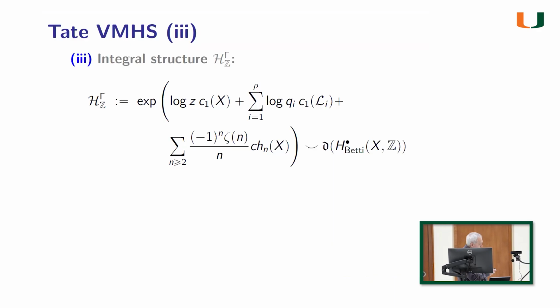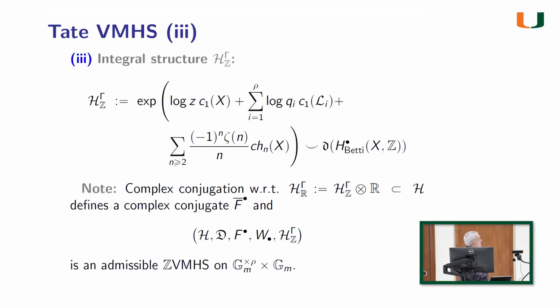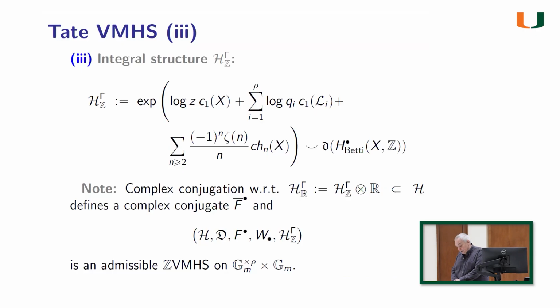So this structure is horizontal with respect to the connection, and complex conjugated with respect to the corresponding real structure gives you the complex conjugate Hodge filtration, and you get an admissible variation of integral mixed Hodge structures. So just starting with this projective variety and a little bit of data, which is the choice of a basis in the Neron-Severi group, you got an integral variation of admissible Hodge structures defined over the rationals over the torus, just from the symplectic geometry. In fact, in this case, it's just the classical multiplication.